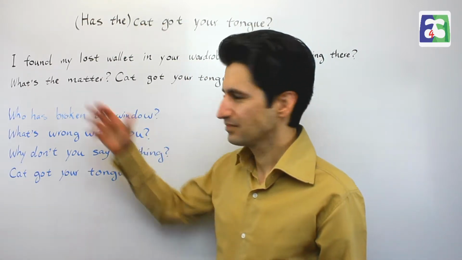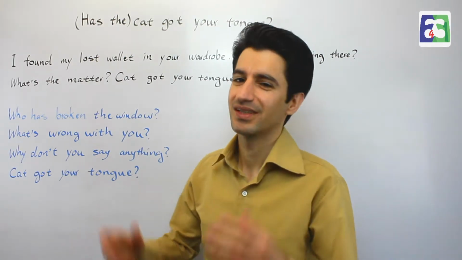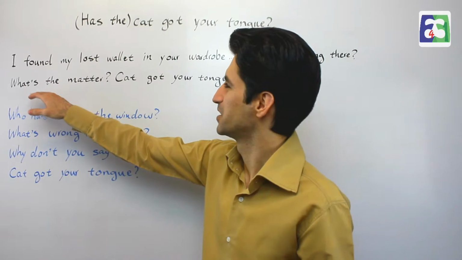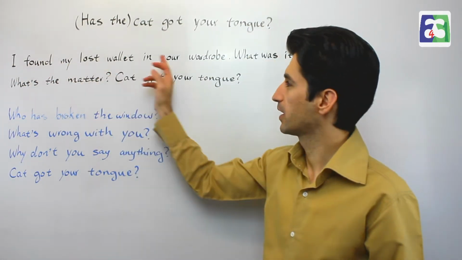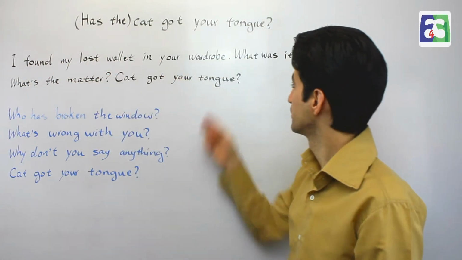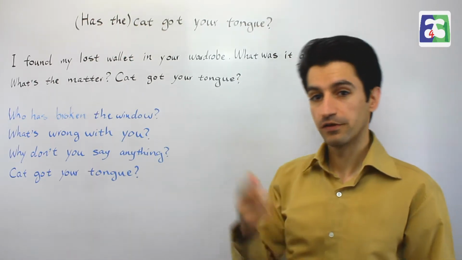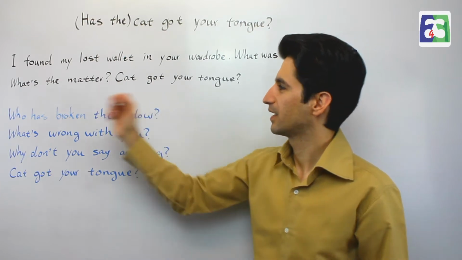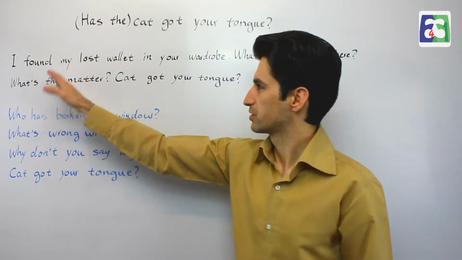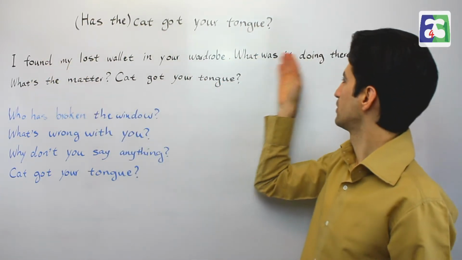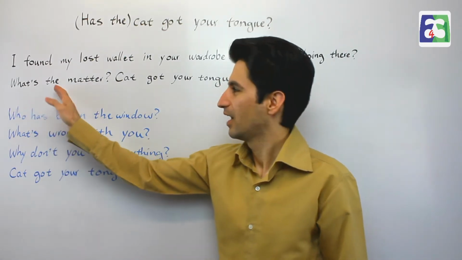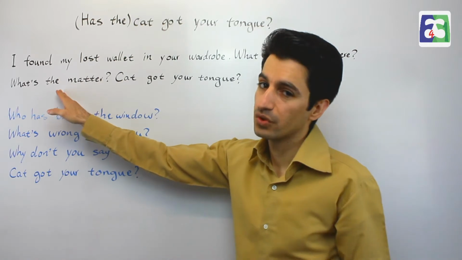Alright, let's look at the examples, and everything is in there. It's really clear what it means. "I found my lost wallet in your wardrobe. What was it doing there? What's the matter? Cat got your tongue?" The person continues, gives a bit of information and a bit more and a couple of questions, and the other person is quiet.